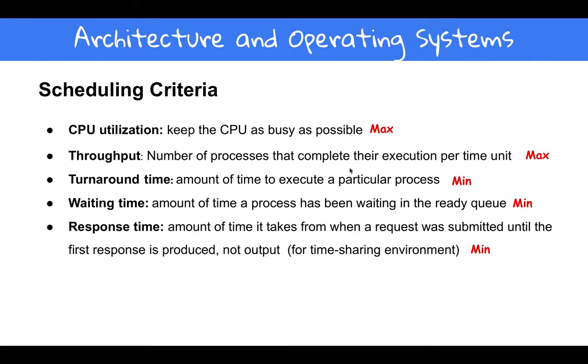Throughput, the number of processes that complete their execution per unit of time. We want to maximize the throughput. We want to minimize the turnaround time, the amount of time to execute a particular process, the time that they are in the ready queue and being executed. We want to bring it down. Waiting time, we definitely want to minimize the waiting time for each process in the queue. And response time, which should be minimum, is the amount of time it takes from when a request was submitted until the first response is produced, not output, for a time sharing environment. So we have these 5 criteria, and we want to minimize 3 of them and maximize 2 of them.